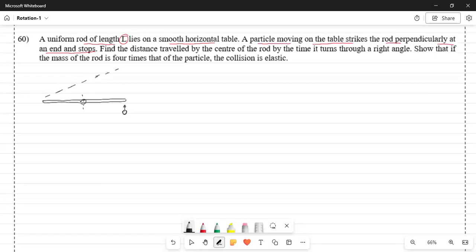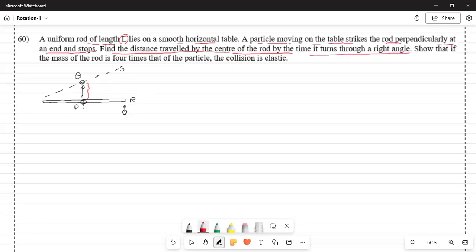So this is the center of mass of the rod. The center of mass of the rod moves from, say, point P to point Q, and the tip of the rod moves from, say, point R to point S. This will be the situation. Now, what are the questions? Find the distance traveled by the center of the rod. That means to what distance this center of the rod travels. What is the PQ distance, by the time it turns through a right angle, by the time it turns through pi by 2?